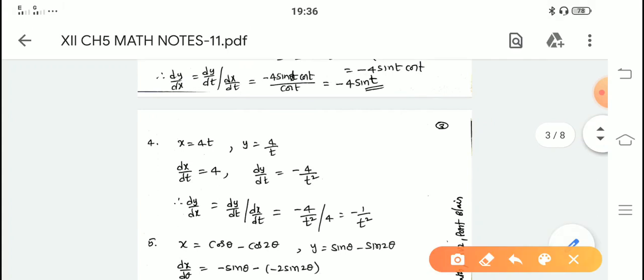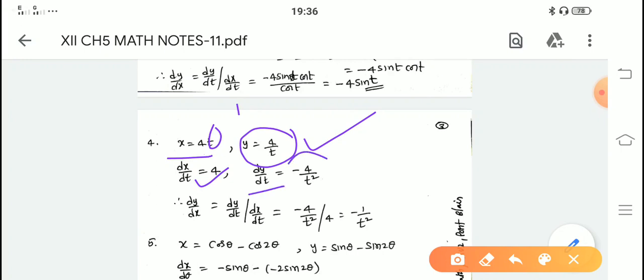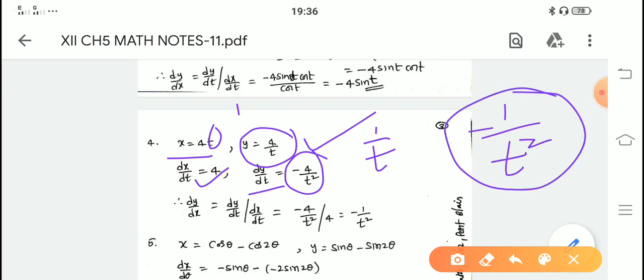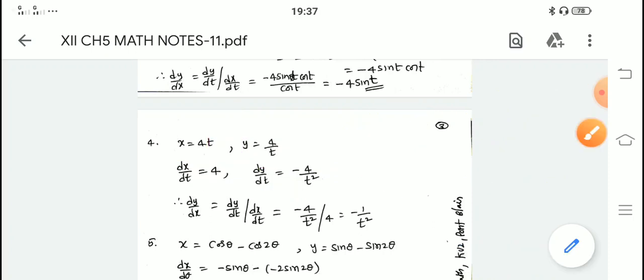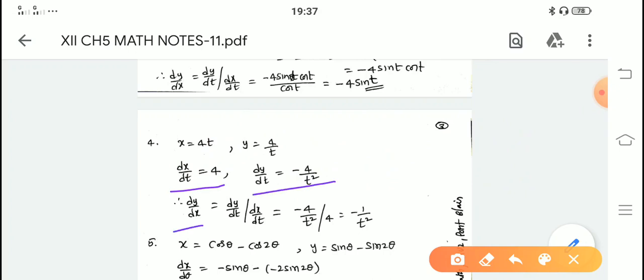Similarly, the fourth question you can do. x is equal to 4t, y is equal to 4 by t. So dx by dt is 4, because the derivative of 4t is 4, because the derivative of t is 1. That's why it is 4. dy by dt is minus 4 by t square, because the derivative of 1 by t is what? Minus 1 by t square. Like the derivative of 1 by x is minus 1 by x square, so the derivative of 1 by t is also minus 1 by t square, because we are differentiating with respect to t. So we got dx by dt, we got dy by dt. So dy by dx is equal to dy by dt by dx by dt. Substitute those, you get minus 1 by t square. Right, next.